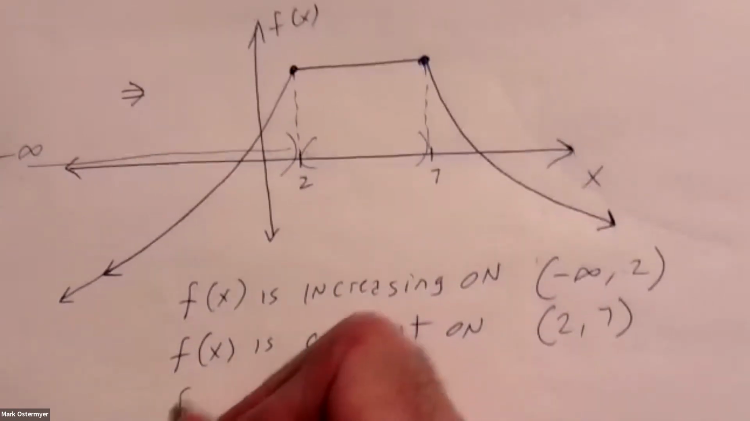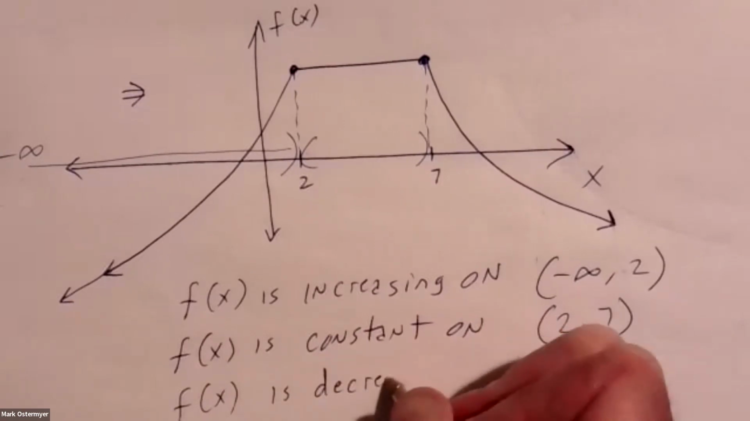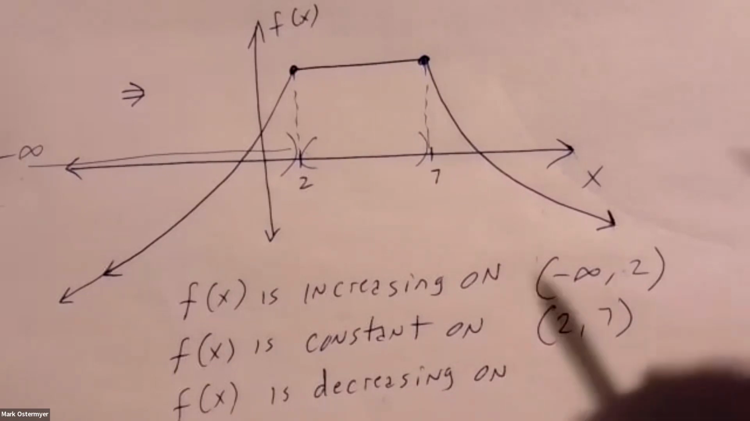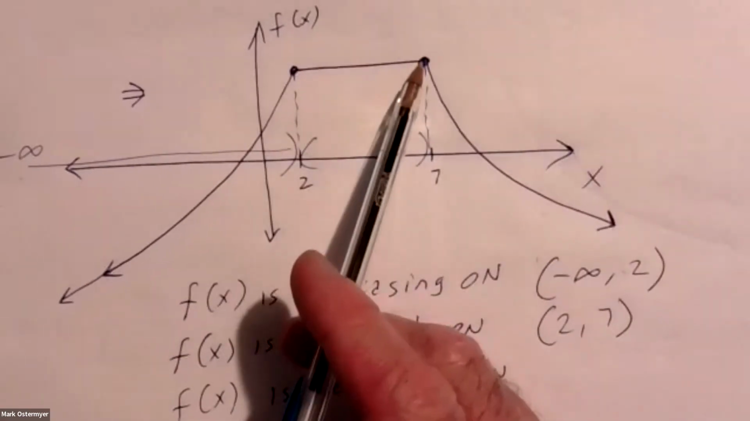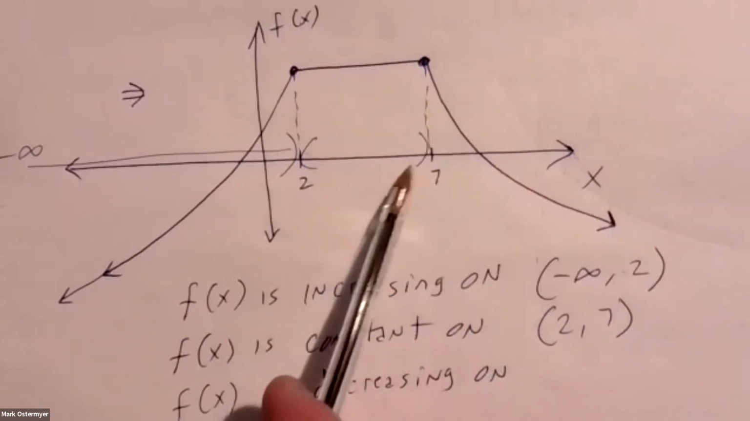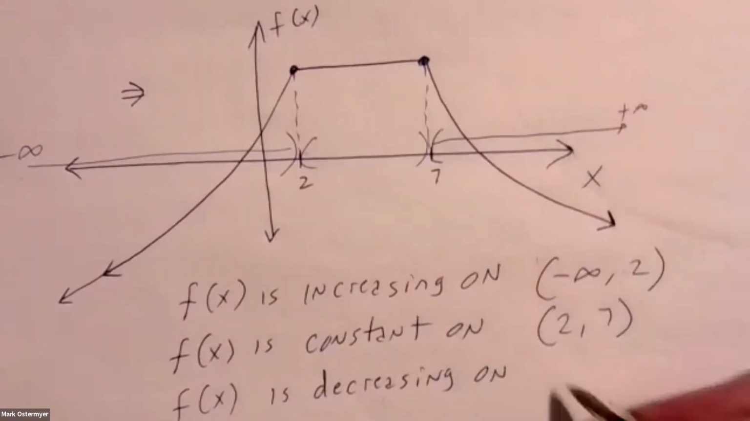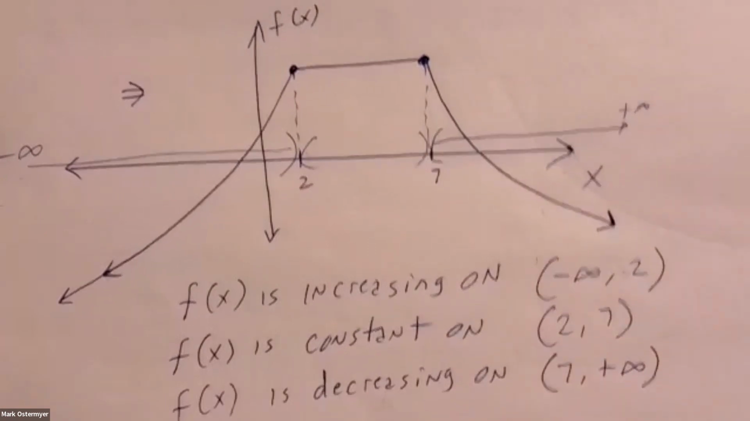Finally, on what interval is our function decreasing? Well, as we progress from left to right on the graph, where do we fall on the graph? We fall on the graph right here in this interval, falling down. So it looks like from 7 to positive infinity, the function is decreasing. Does that make sense, sir?